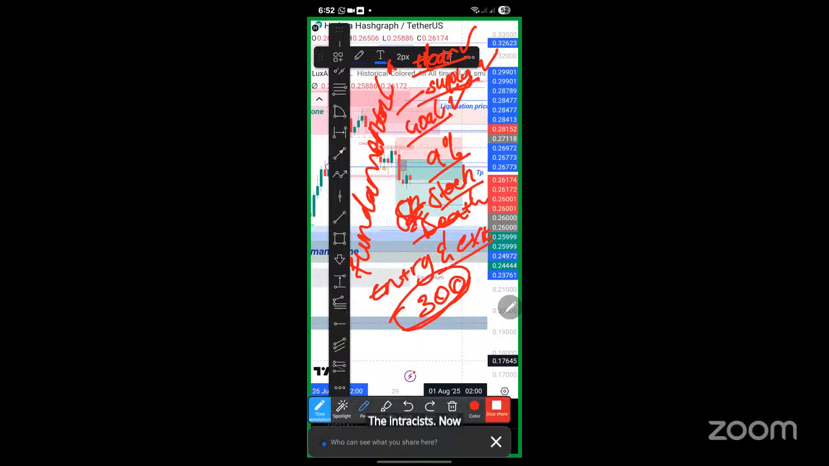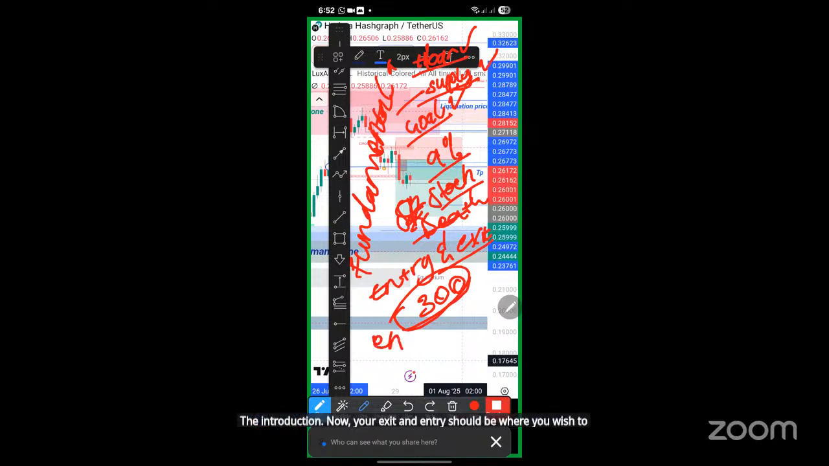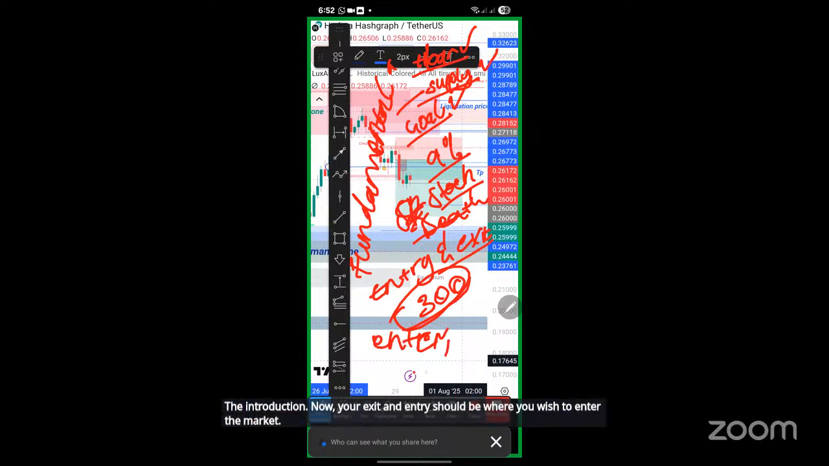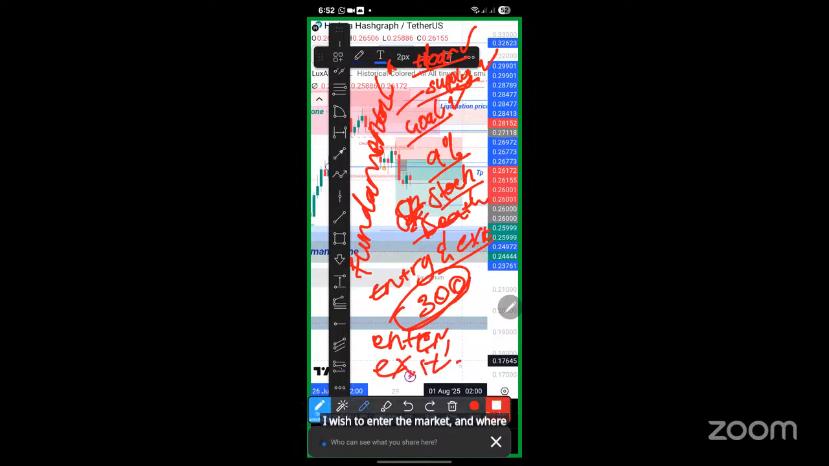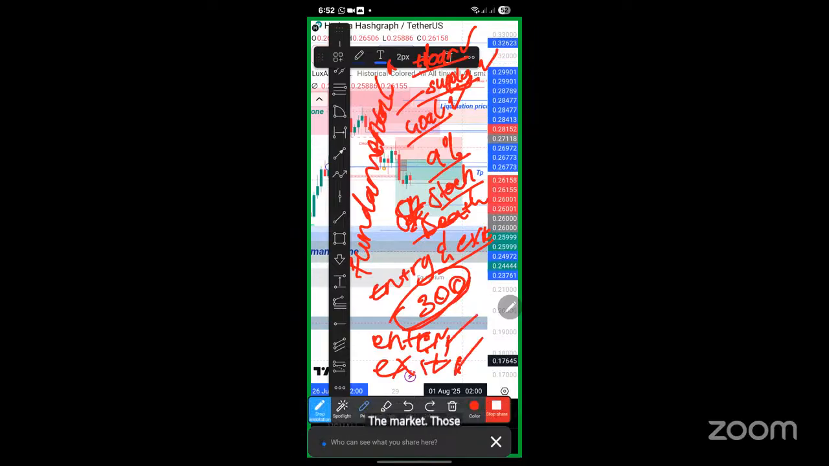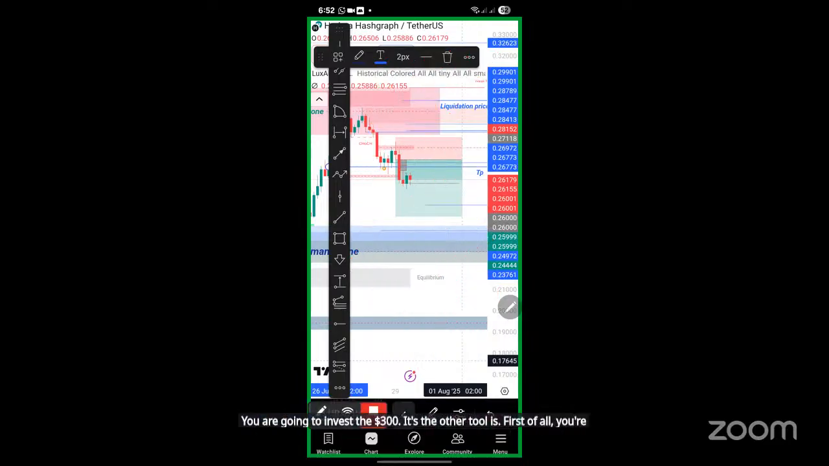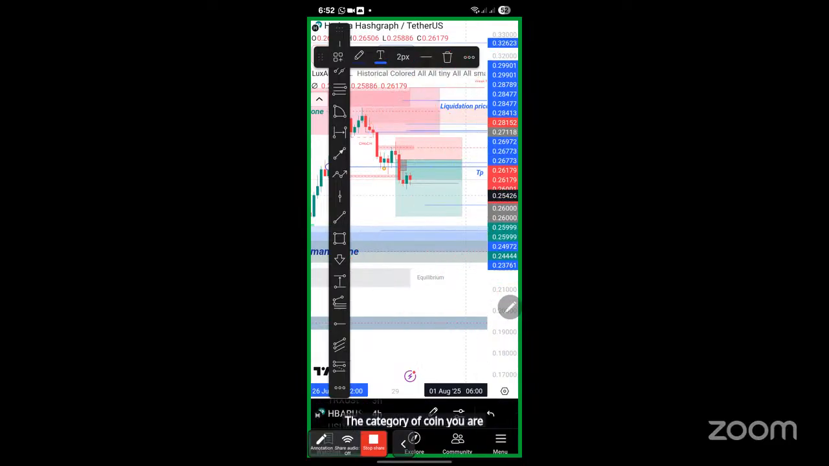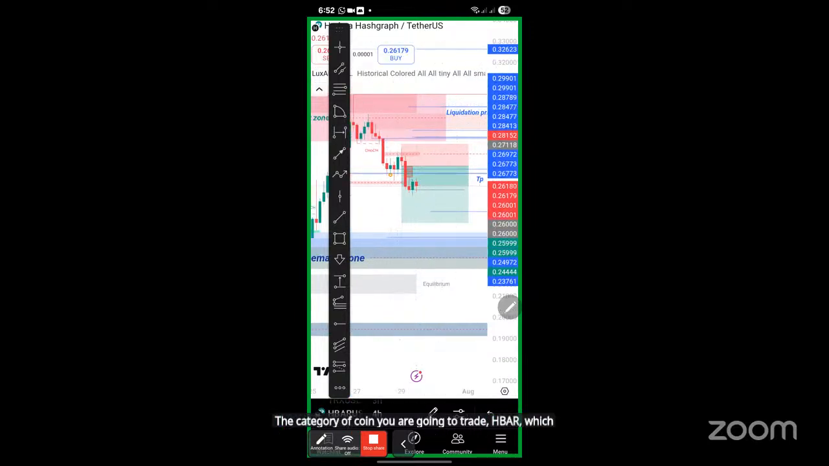Now, your entry and exit should be where you wish to enter the market and where you wish to exit the market. All of those should be within your trading plan. Now, you are going to invest $300. First of all, you're going to see the category of the coin you are going to trade, HBAR, which is the category of HBAR.